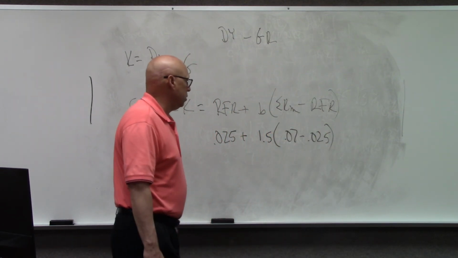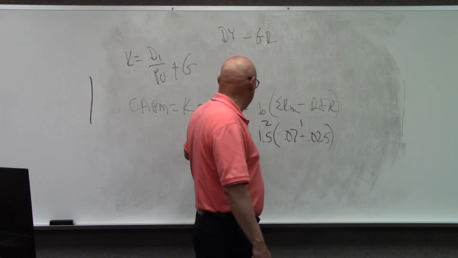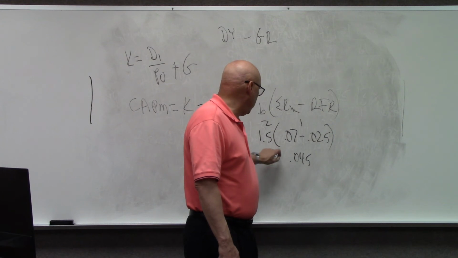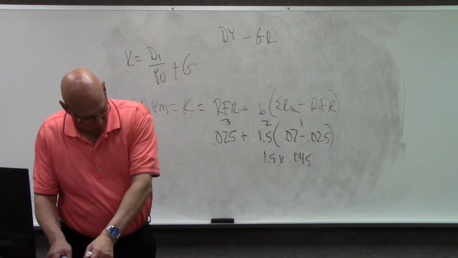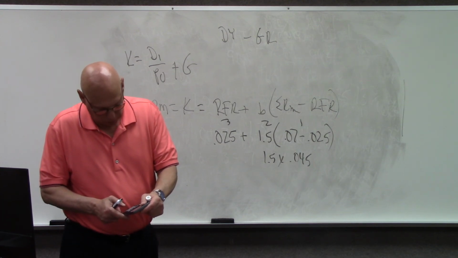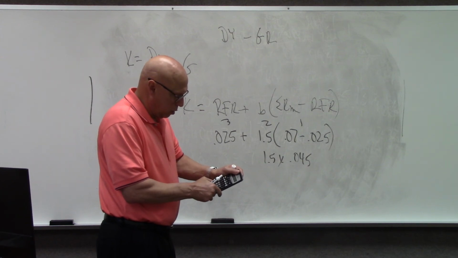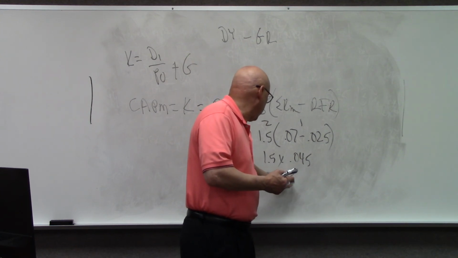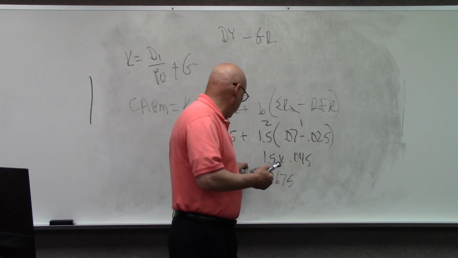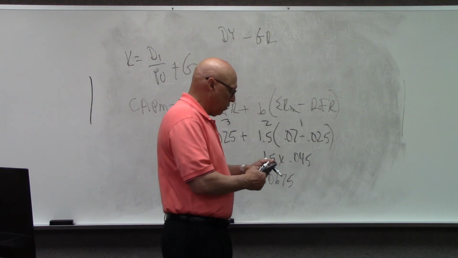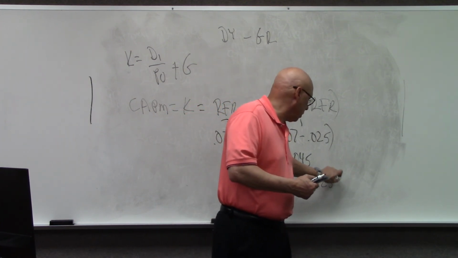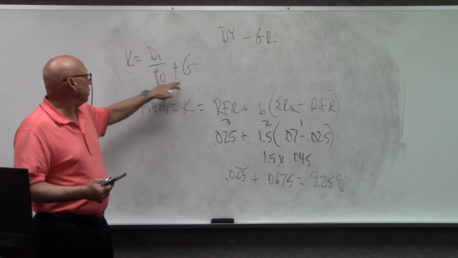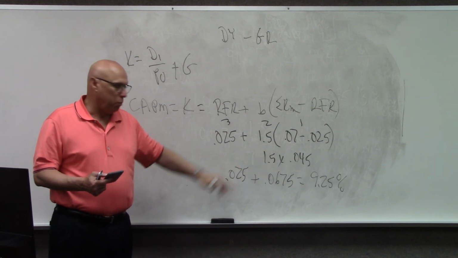All right, so let's do this. 0.07 minus 0.025 is 0.045. 1.5 times 0.045 is equal to 0.0675, plus 0.025 is equal to 9.25%, and that is your K. D1 over P0 plus g, or K, is equal to the CAPM, 9.25%.